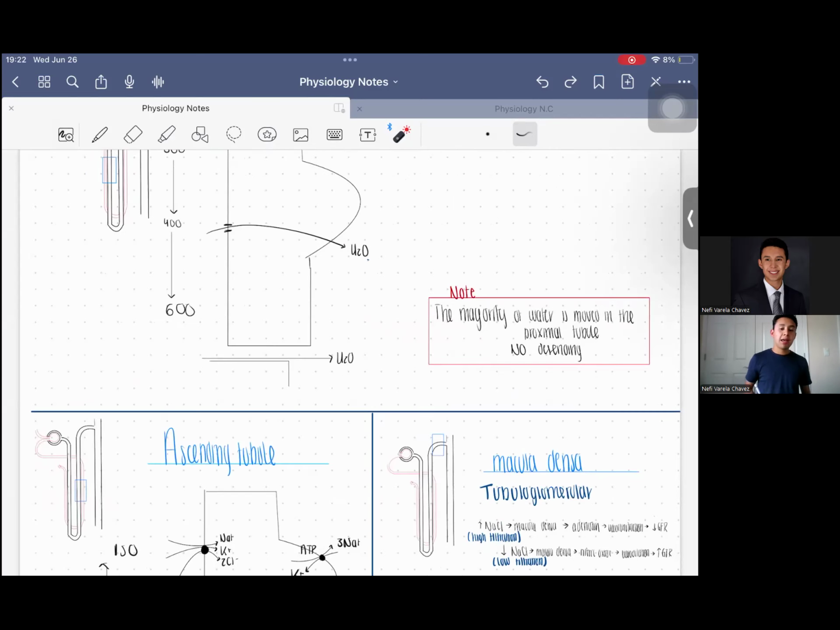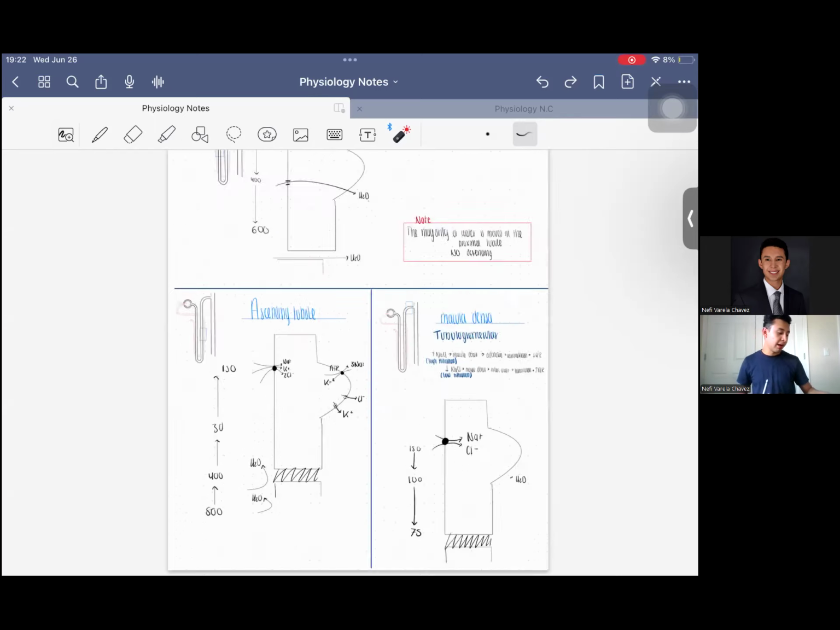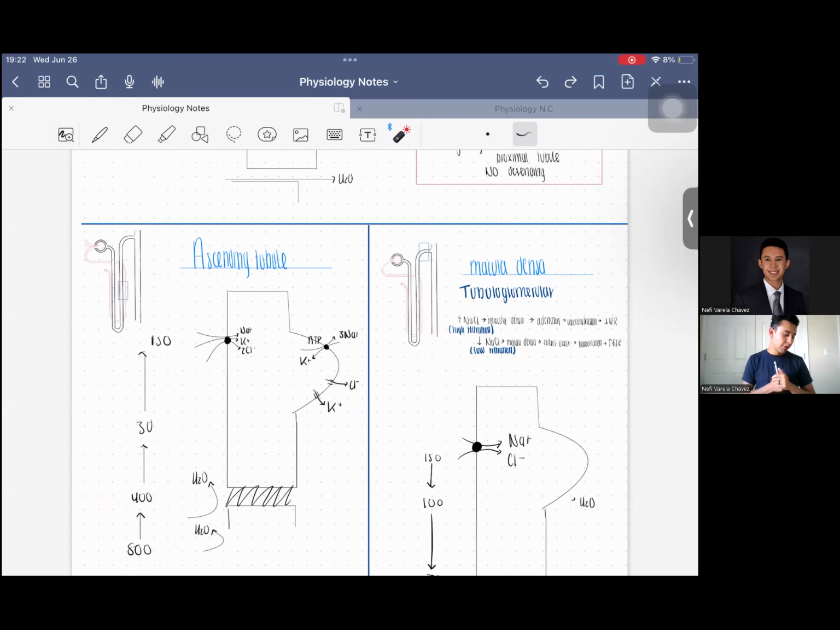Something important to say, even when we have aquaporins here, the majority of water is moved in the proximal tubule and not in the descending. Okay, even when we have these aquaporins in this space for water to cross, the place where we are going to have more movement of water is going to be in the proximal tubule. We're almost done, guys. Ascending tubule.